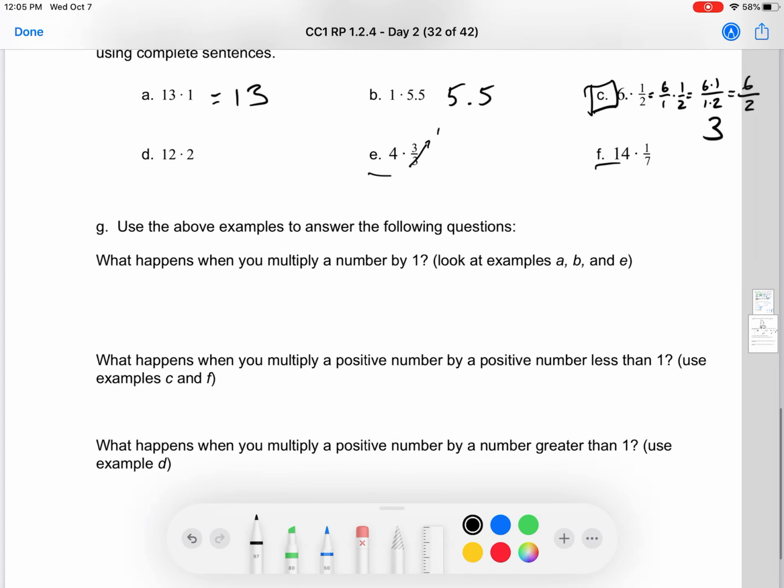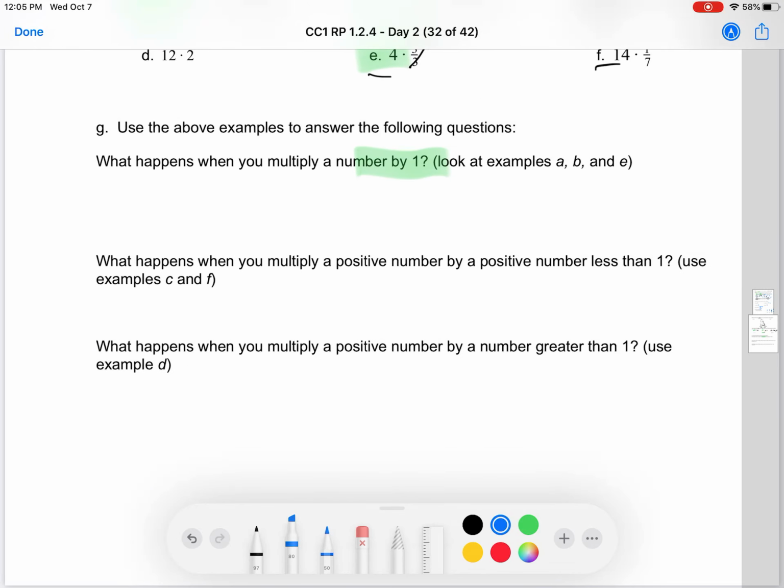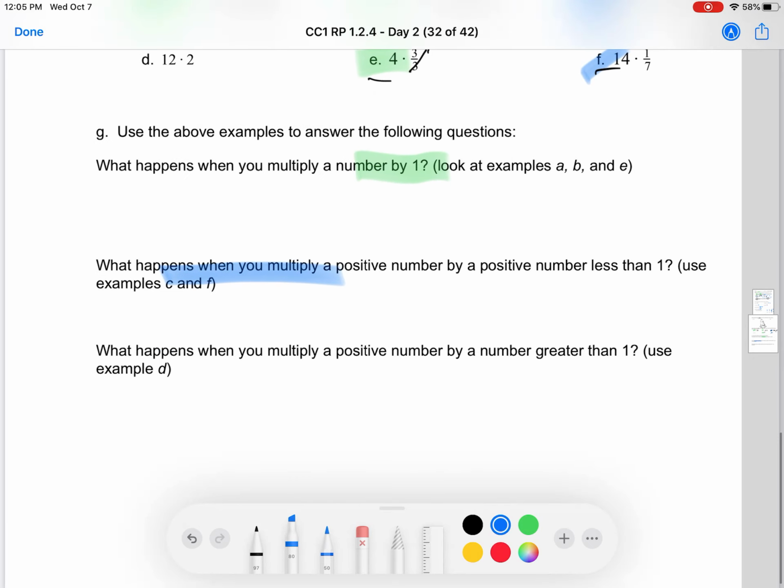And then when you look at these bottom questions, what happens when you multiply by number 1? That's going to come from here and here and there. What happens when you multiply a positive number by a positive number less than 1? What situation would that be? That'd be kind of like this one and this one, right? What happens with that? And then what happens when you multiply a positive number by a number greater than 1?